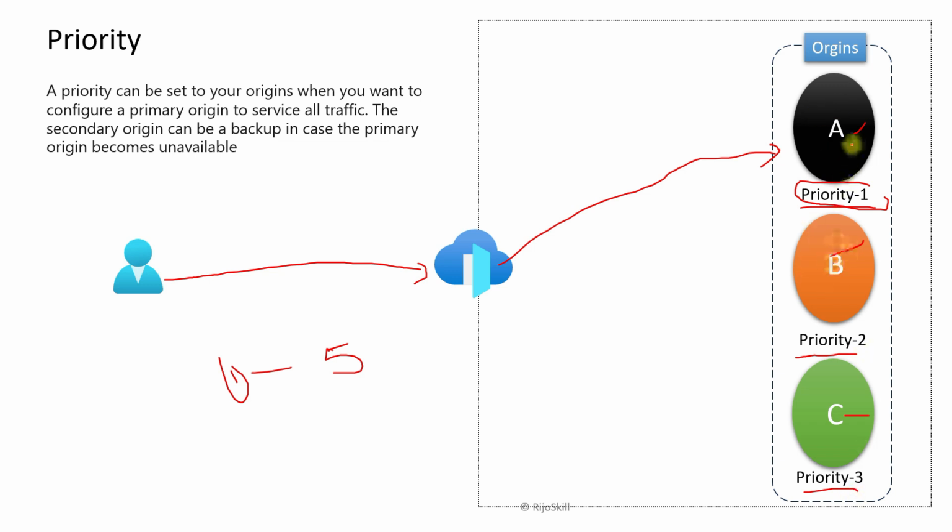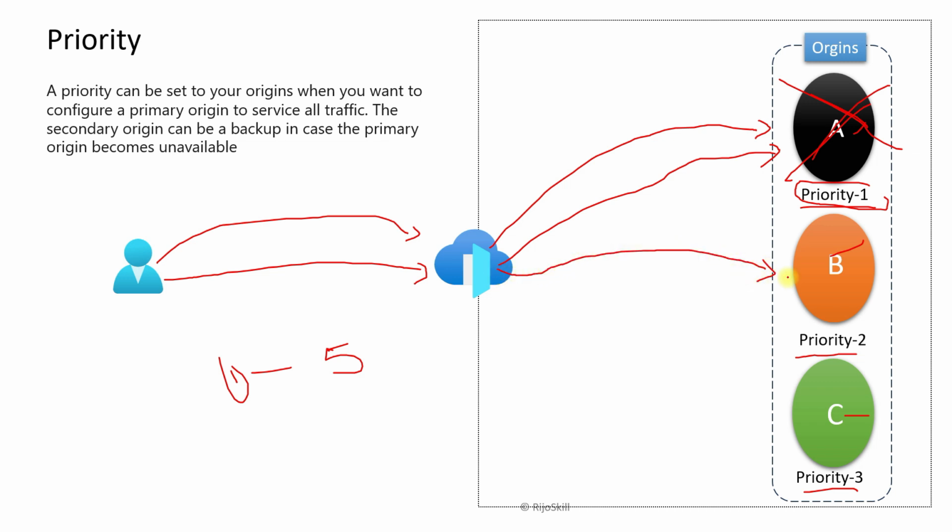if available, you can see here A is available. For example, A is not available. So again the user needs to access rejoskill.com. What happens? The traffic will check which is the highest priority. So traffic reaches priority A, but A is not available. So traffic will check what is the next priority. Then it will go to B. If for example B is not available, then again traffic will check the priority, and C is available in the backend. So the traffic will be returned back.